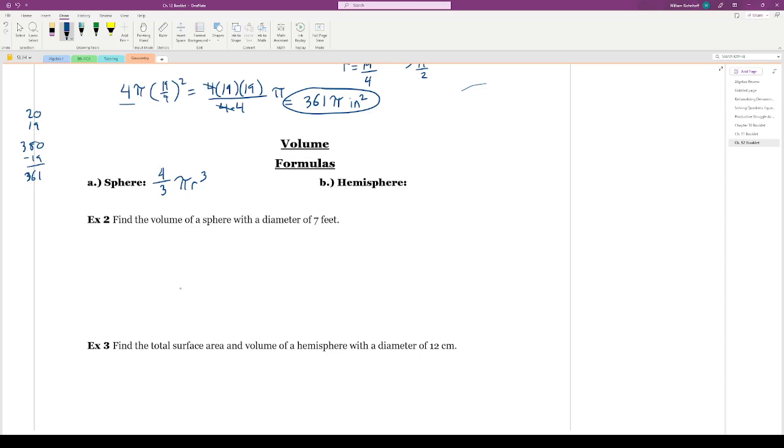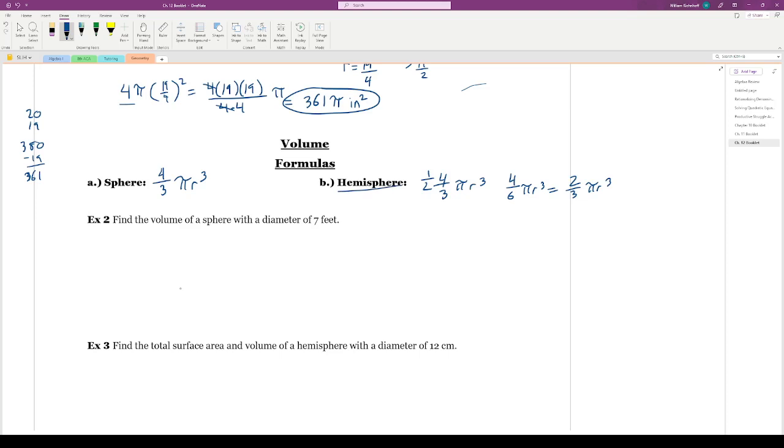So we're just going to do half of that. So 1/2 of 4/3 pi r cubed. And we can combine these two fractions to end up with 4/6 pi r cubed, which simplifies to just 2/3 pi r cubed. But there's really no point to having a formula for that since it is simply half of a sphere. Just find the sphere volume and take half of that and you have a hemisphere.